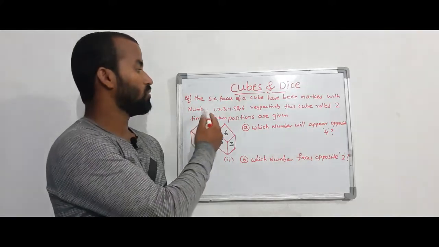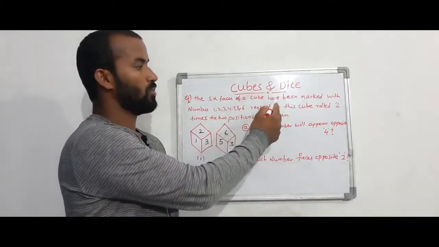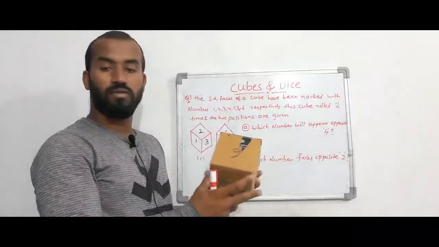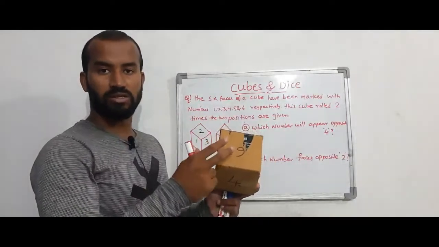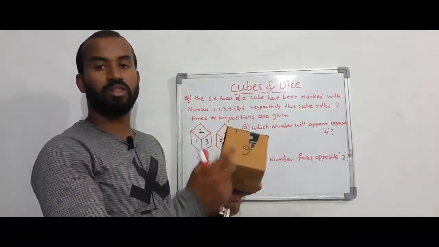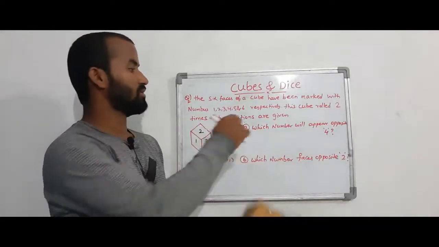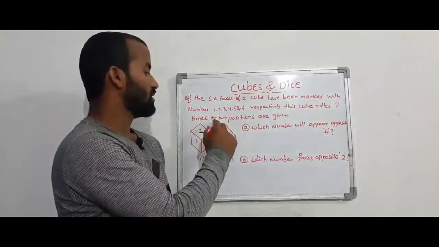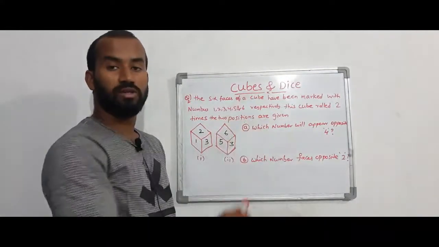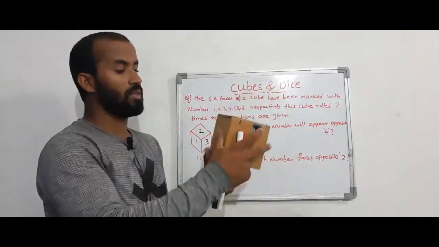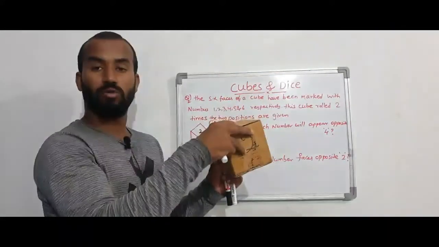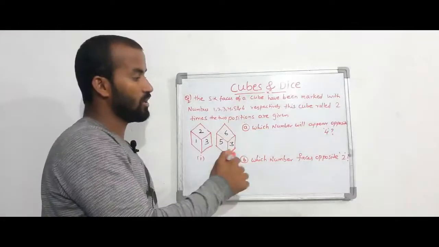Okay, question number 2. 6 faces of a cube have been marked with numbers. For a die, there will be 6 faces. All 6 faces marked with numbers 1, 2, 3, 4, 5, 6 respectively. This cube rolled 2 times. The 2 positions are given. See, if I roll this die 1 time, this is 1 view. Again, 1 more time I am rolling. This is 1 more view. So 2 views are given.